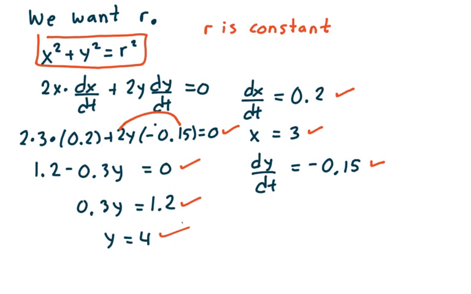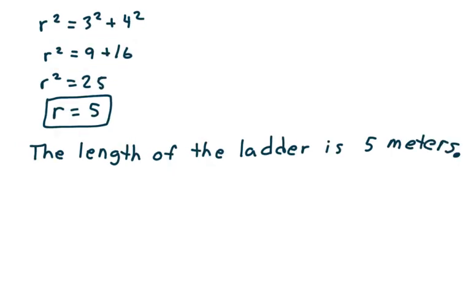And I'm on the home stretch. So we know that r squared is equal to x squared plus y squared. So r squared is 3 squared plus 4 squared. So r squared is 9 plus 16. R squared is 25. And so r is 5. And if we write a sentence to conclude this, it tells me that the length of the ladder is 5 meters.